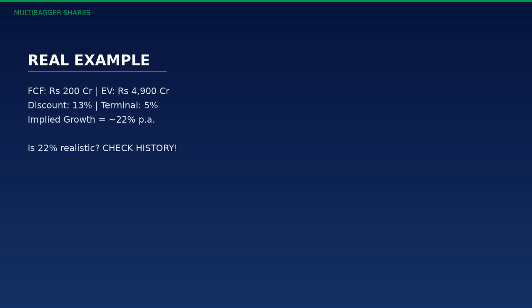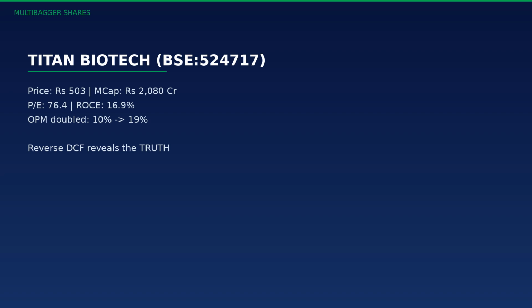The framework has 5 simple steps. Step 1. Gather current free cash flow, market cap, and net debt to calculate enterprise value. Step 2. Set your discount rate at 12 to 14% for Indian equities, and terminal growth at 5 to 6%. Step 3. Solve for the implied growth rate by trial and error or using Excel goal seek. Step 4. Sanity check the implied growth against historical performance and industry conditions.